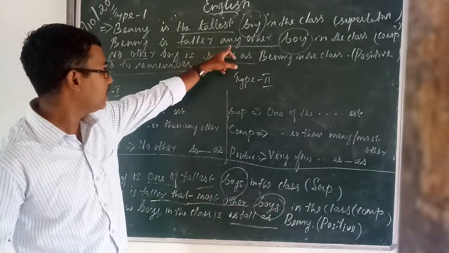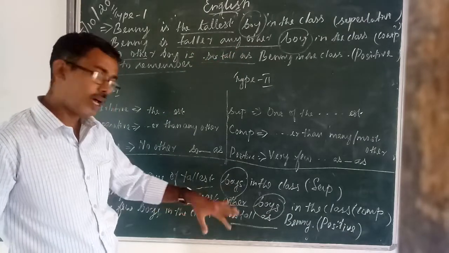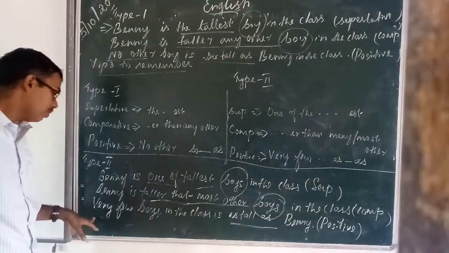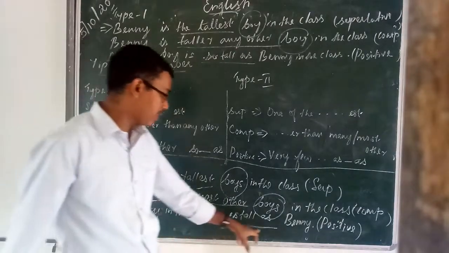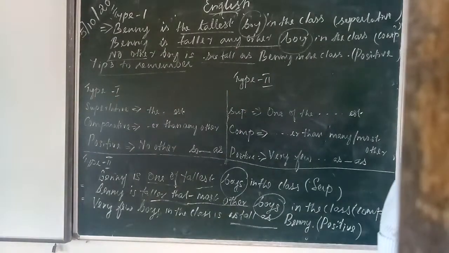Here what we are seeing. Any other means nobody else is there. Here so others are there. So here we are using very few boys in the class is as tall as Benny in the class. Just note down it.